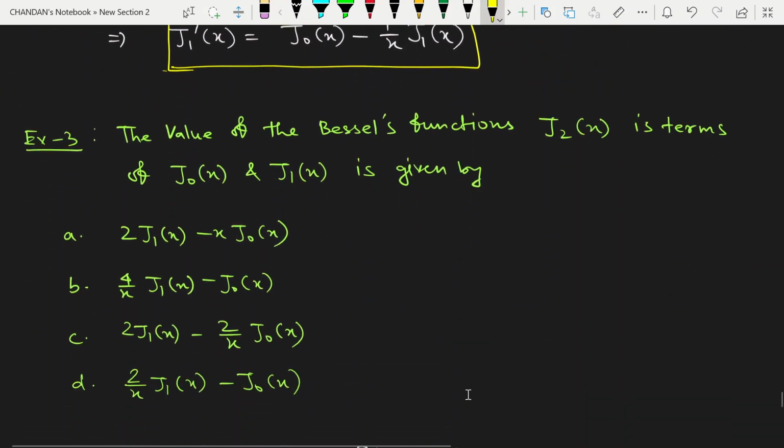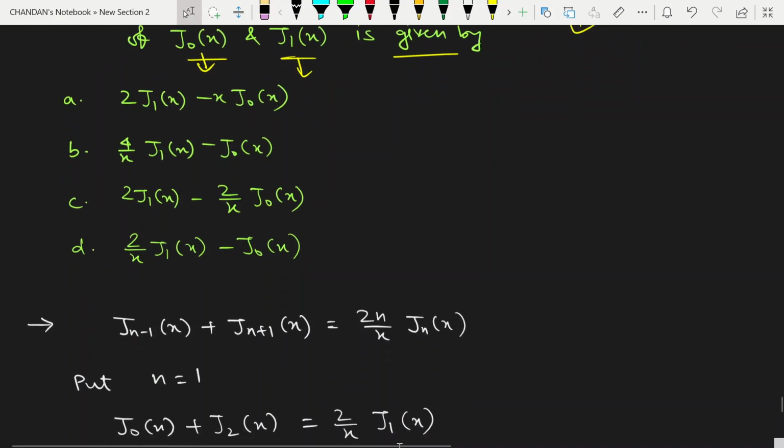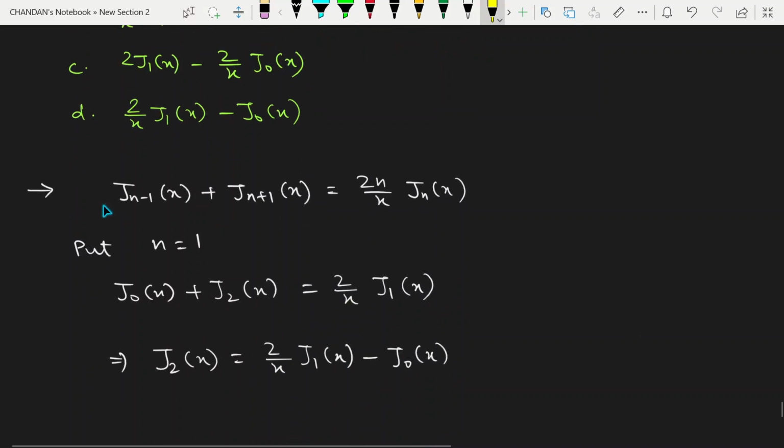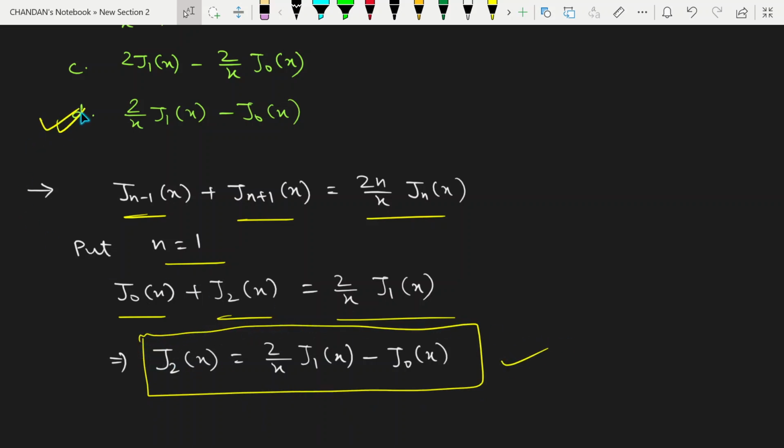Now the next question: the value of the Bessel function J_2(x) in terms of J_0(x) and J_1(x) is given by. So see here, three Bessel functions are given, 0, 1 and 2. This is the perfect recurrence relation: J_{n-1}(x) plus J_{n+1}(x) equal to (2n/x) J_n(x). If we put n equal to 1, then this gives J_0(x) plus J_2(x) is equal to (2/x) J_1(x), and we have to find the value of J_2(x). So J_2(x) is equal to (2/x) J_1(x) minus J_0(x). I think here option D is the correct option.